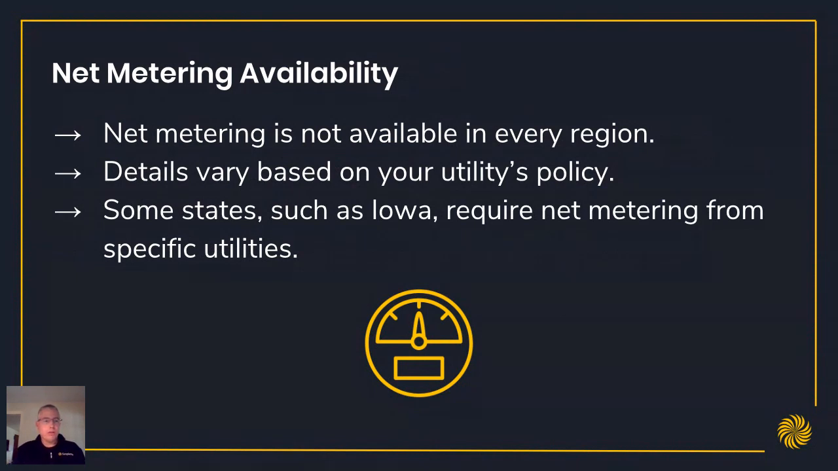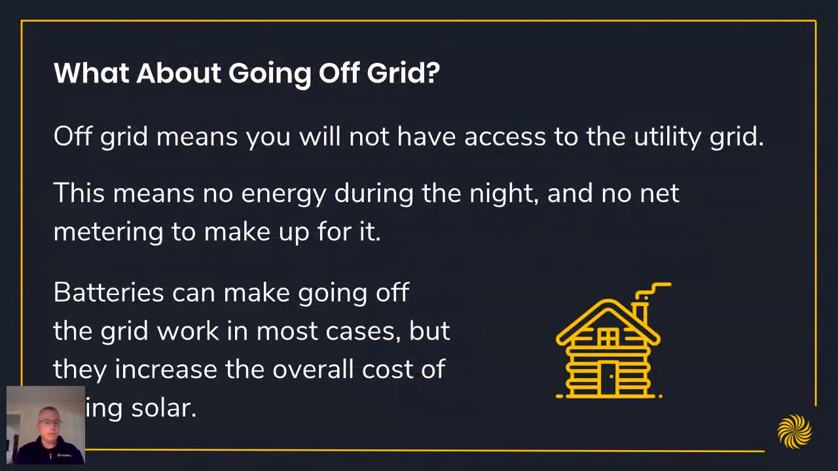So what about going off grid? Another question we get pretty frequently, and off grid means exactly what it sounds like it means, is you are no longer connected to the utility grid. So what that means is there's no energy when your array is not producing and no net metering to make up for that. The use of batteries can make going off the grid work, but the total project cost can increase very significantly.